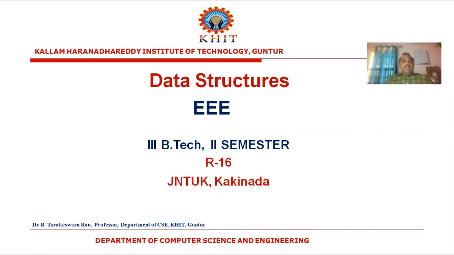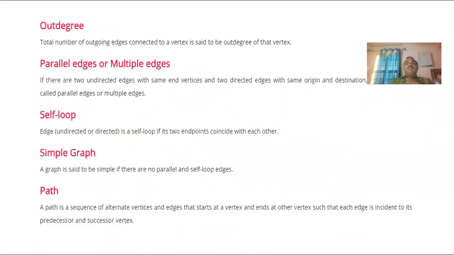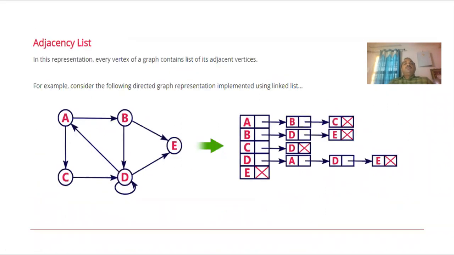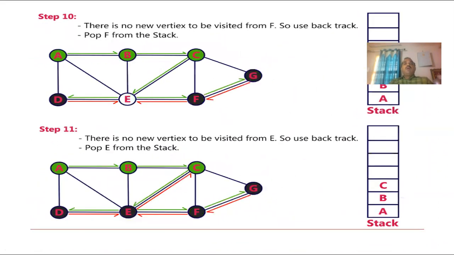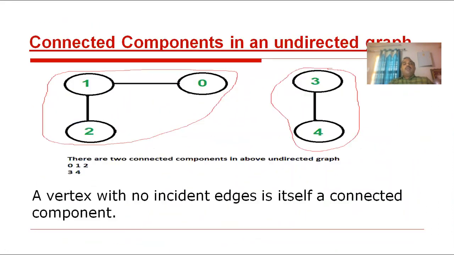So yesterday we discussed minimum spanning tree algorithms. What is Prim's algorithm, and what is Kruskal's algorithm? Why are we using those algorithms? Those algorithms are used to find minimum cost spanning trees. Am I right or not?